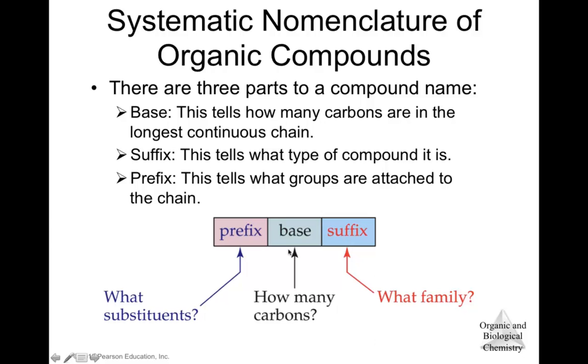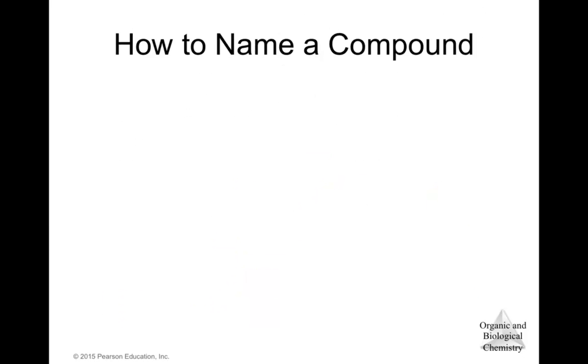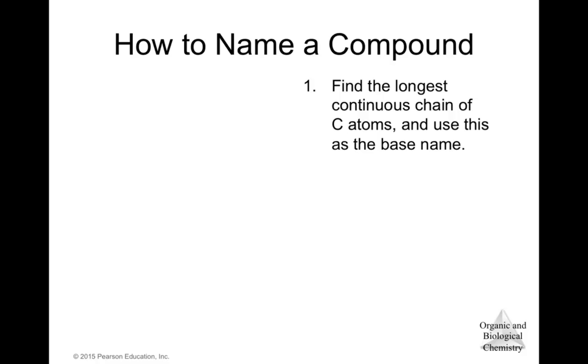So we have here the base. The base tells how many carbons we have. The suffix is what family it is, whether alkane, alkene, or alkyne. We're going to see the suffixes in a few slides. The prefix tells us what groups are attached to the chain, the substituents of the chain. So let's see how to name a compound. Number 1, find the longest continuous chain of carbon atoms and use this as the base name.